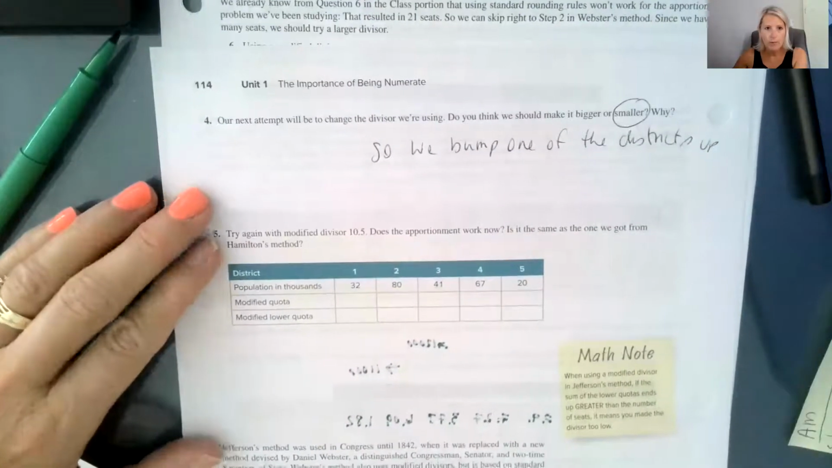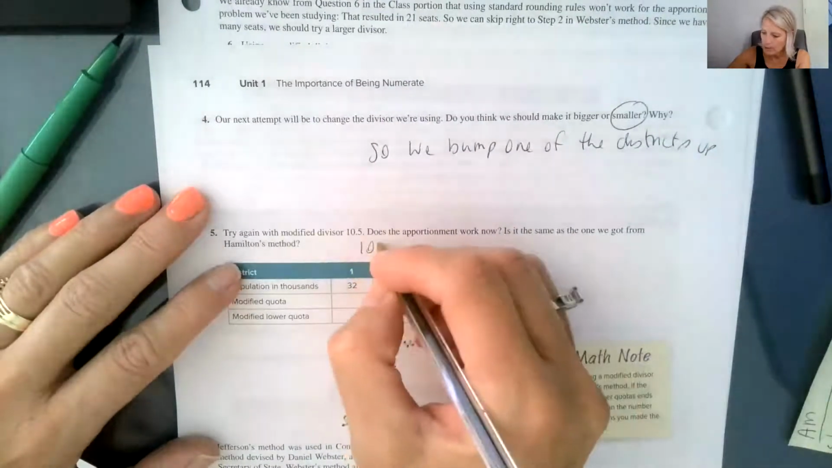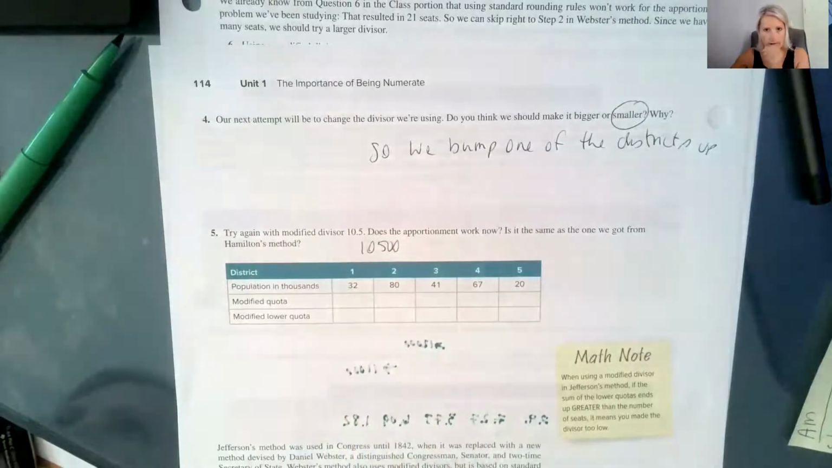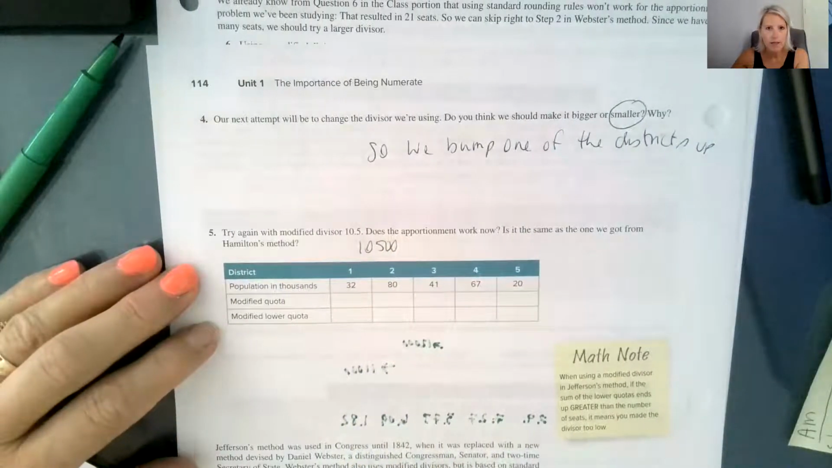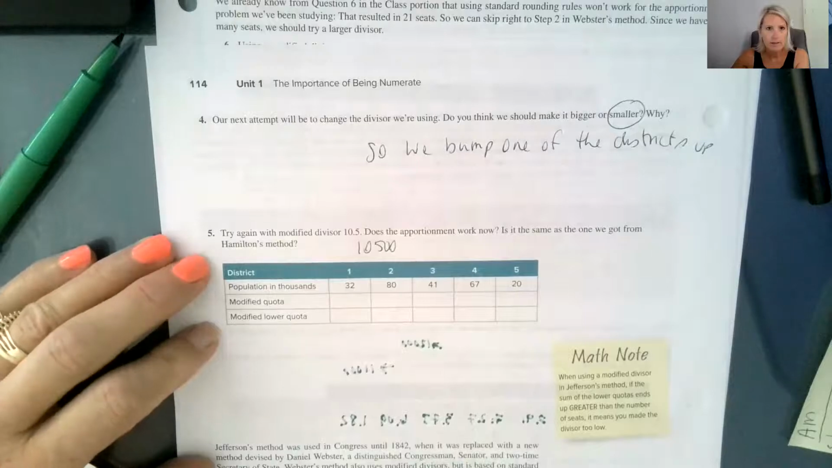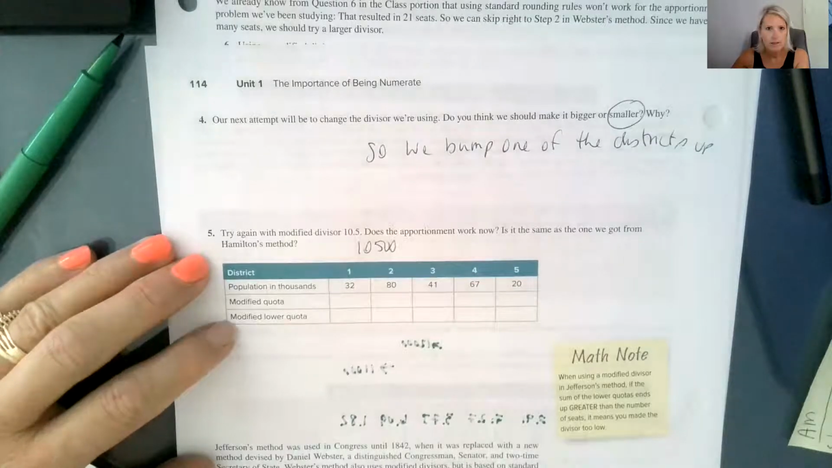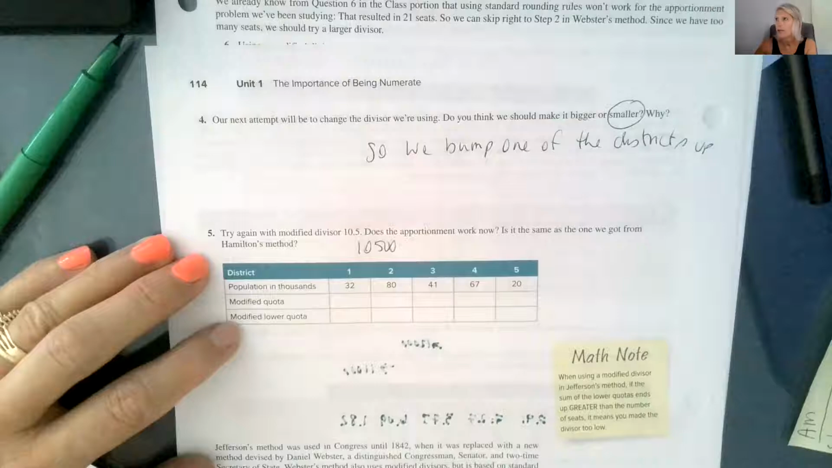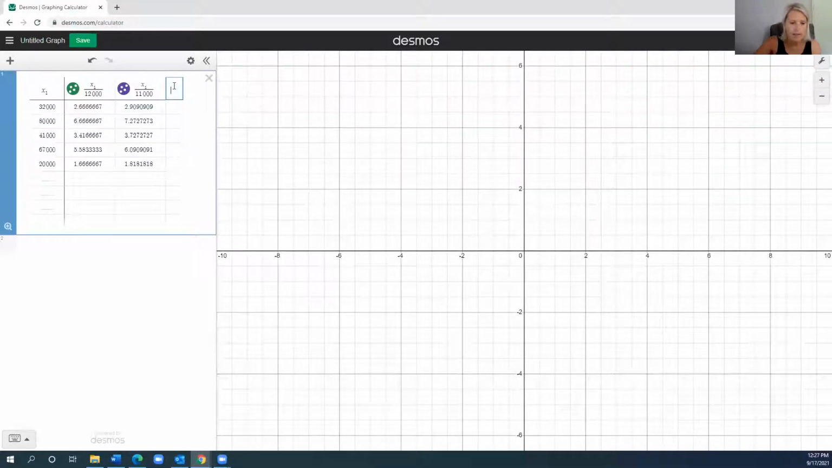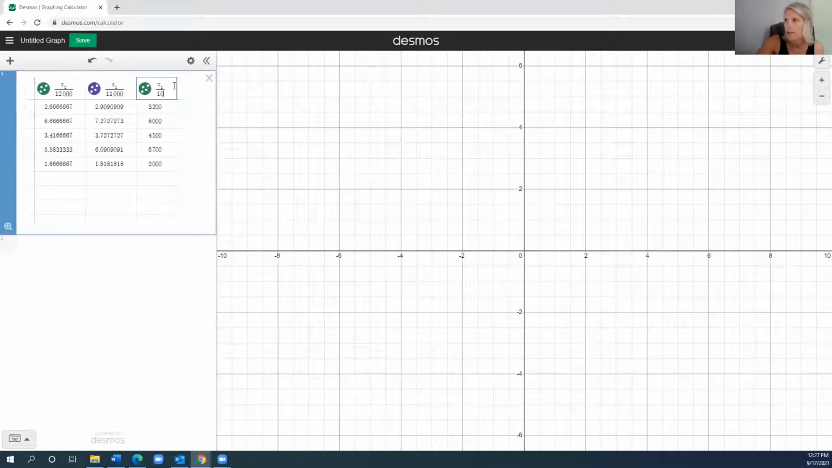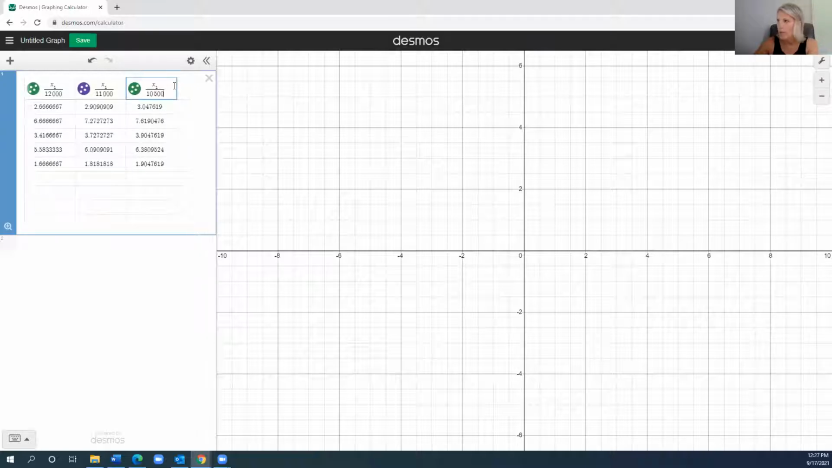So it says try again with a modified divisor of 10.5, which is really 10,500 in Desmos. So let's go back to that. Okay, so I'm going to add another column here. And again, I'm going to take X1 and divide by 10,500. And there we go. So let's go ahead and write down our modified quota, 3.05, 7.62, 3.9, 6.38, and 1.9.